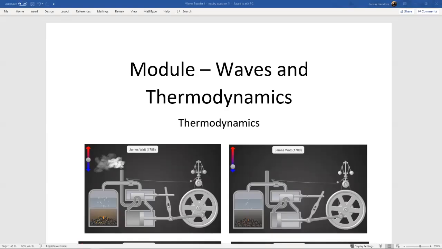Hi everybody. Just going over this booklet with you guys. It was our fifth inquiry question for the waves and thermodynamics topic. Now we're studying our new topic, term 2.